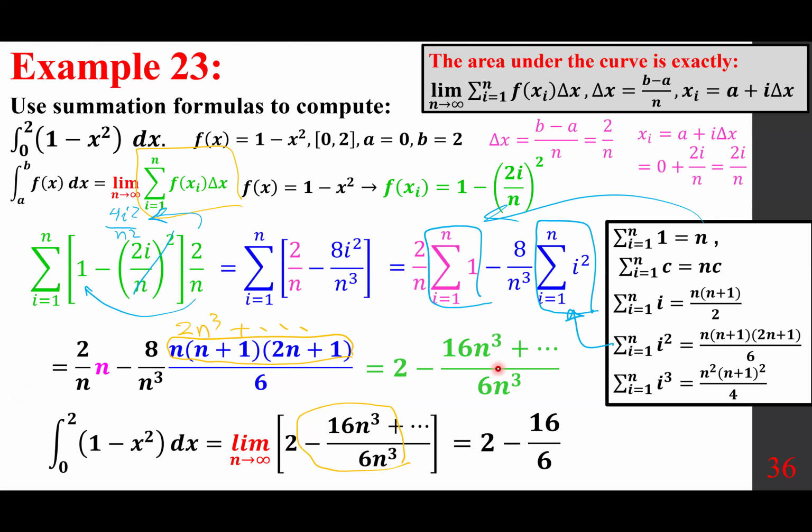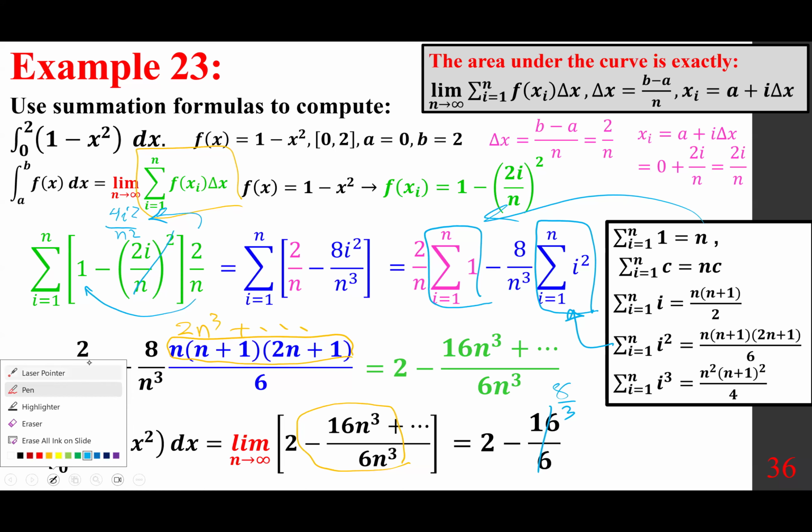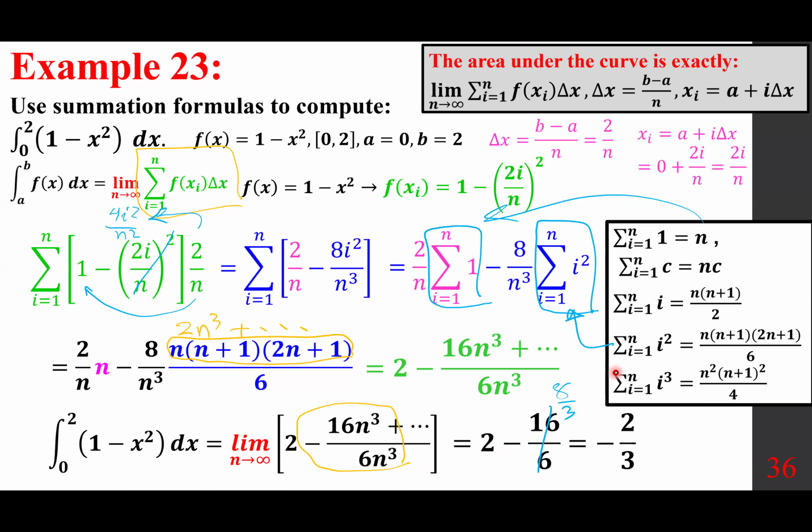And this is 8/3. So 2 is 6/3 minus 8/3, which is negative 2/3. Now, what I want to make a point of is that the integral of a to b of f of x dx represents an area under a curve if the function is positive. Otherwise, it's the difference of areas.